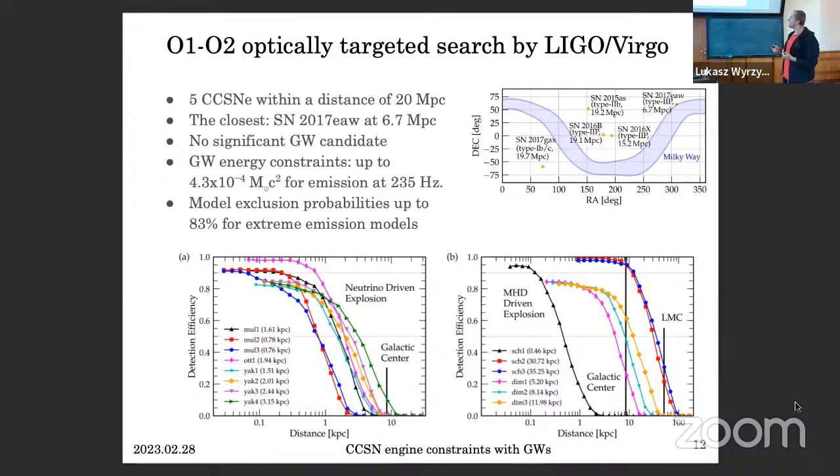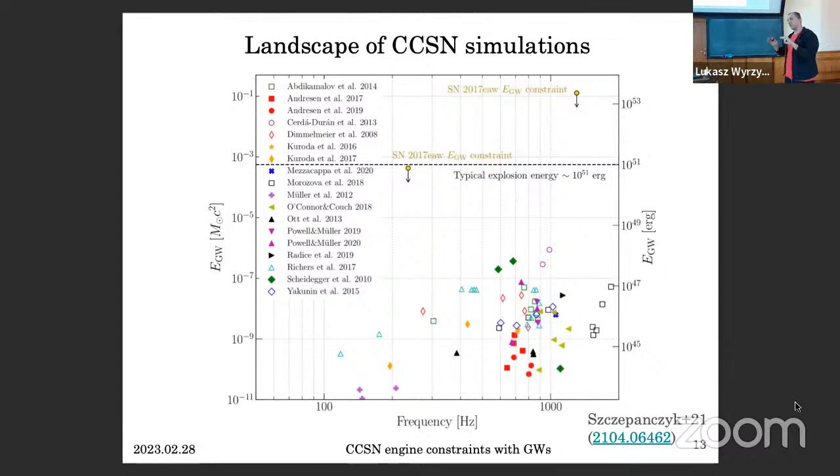Now, we have these extreme models that lie somewhere here, around the typical explosion energy. Here we have the constraint, the best constraint that we have to date. But in order to reach the realistic neutrino-driven explosions, we basically have to go a few orders of magnitude still, up to around 10 to minus 8 solar masses. In ergs it is like 10 to the 46, 47. So when a typical explosion is 10 to the 51, we have a few orders of magnitude still to go.